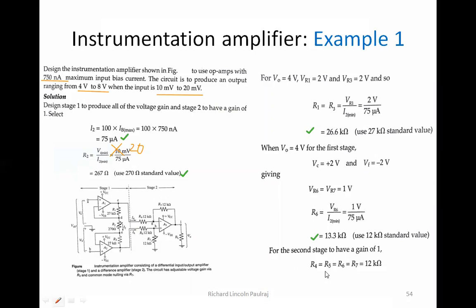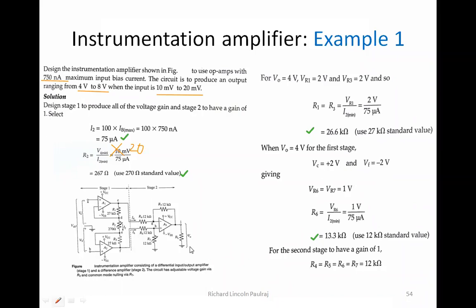Now for the second stage, we're going to concentrate on stage 2. For the second stage to have a gain of 1, we need to have all of the resistances equal. So I will have R4, then R5, R6, R6 is anyway calculated, R7, all to be equal 12 kilo ohms. Only when there are equal resistances am I going to have a gain of 1.